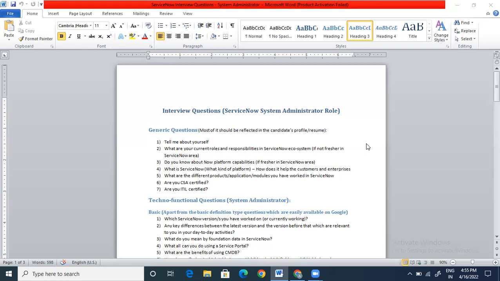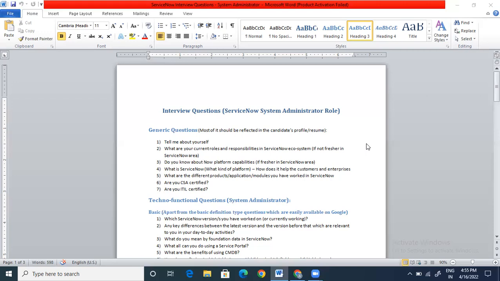Now, the next question says, what are the different products and application modules you've worked on in ServiceNow? Now, very straightforward question. But again, as I said, most of that should be reflected in your profile, your resume. So you've already mentioned that in your profile. You just need to ensure that whatever you're speaking should match with your profile. You should not say now that you're working on ServiceNow ITSM, ITOM and ITOM, and you have not written that in your profile. People might ask you the question, why have you not mentioned in the profile that you worked on it, right? So the point here is just think through, take your time, understand, build.